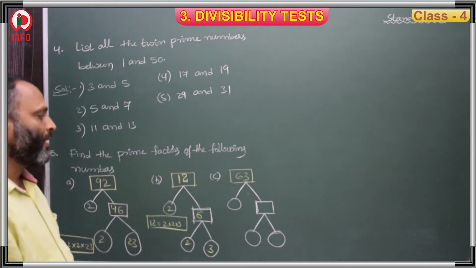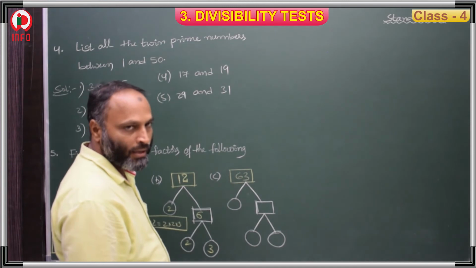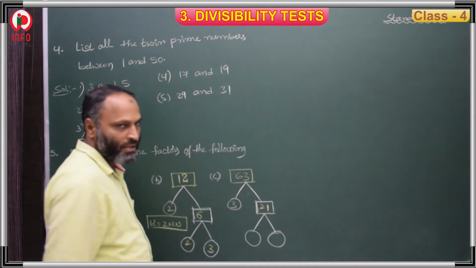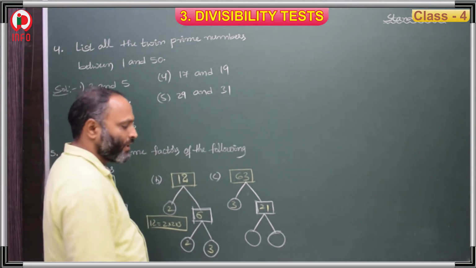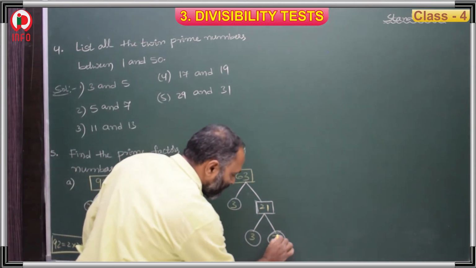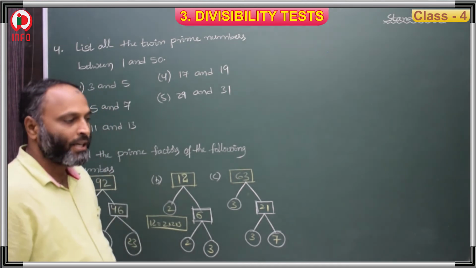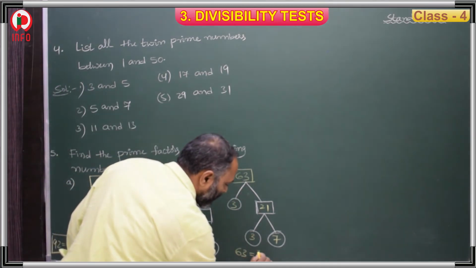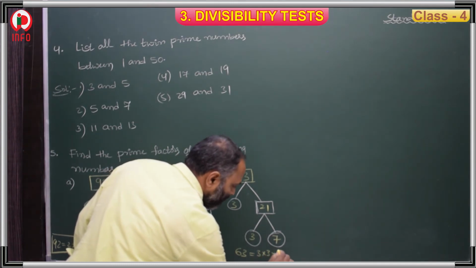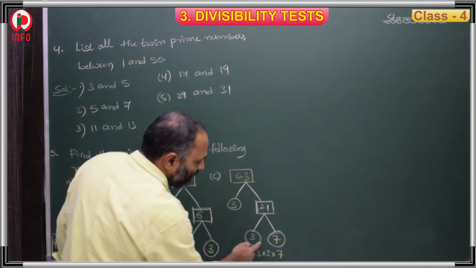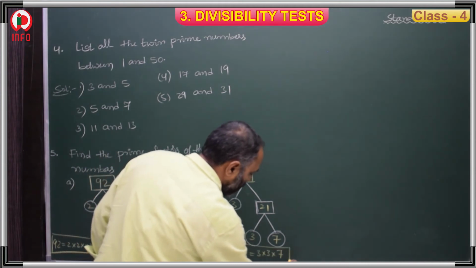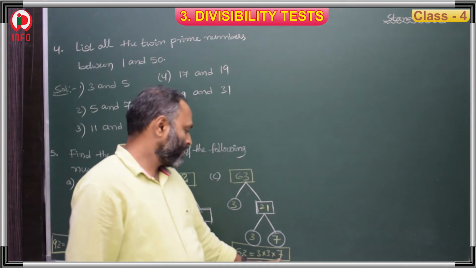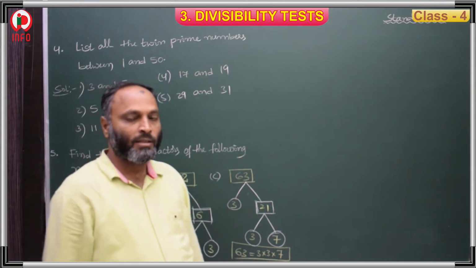Next, 63. This is divisible by 3. 3 21s are 63. Again, 3 7s are 21. Then 63 as a product of prime factors is 3 into 3 into 7. 3 3s are 9, and 9 7s are 63.